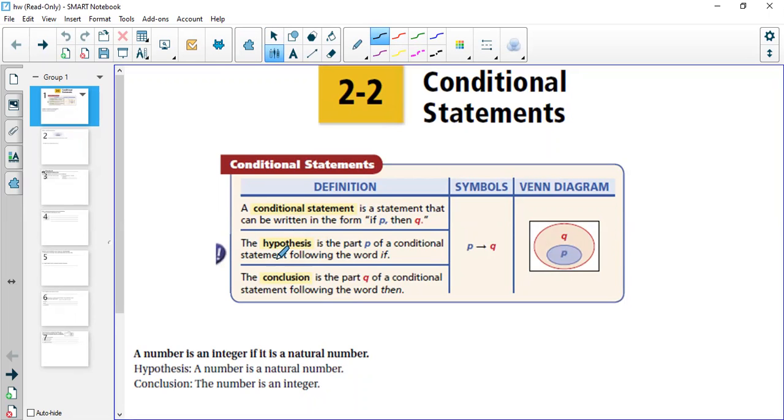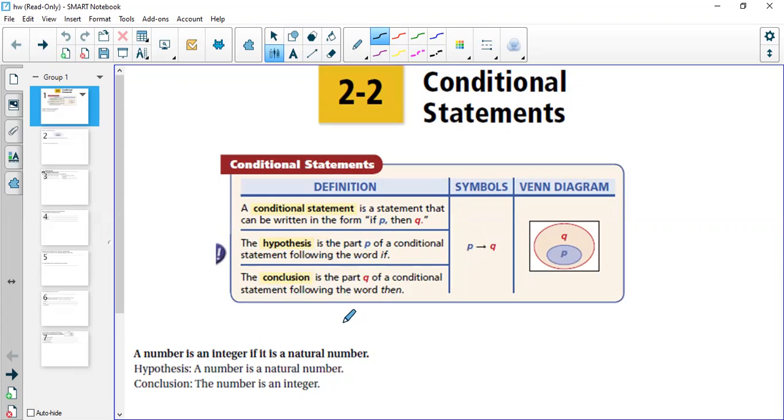Now, this conditional statement has two parts: the hypothesis and the conclusion. By the word, you can understand that conclusion means the end of something, right? So if something happened, what will be the end of it? The hypothesis is what if this happens? Something which we think will happen, which we could predict will happen, is the hypothesis. So the hypothesis is the part P of a conditional statement following the word if. Hypothesis follows the word if. And the conclusion is what will happen if this happens. That's what the lesson is going to be about.